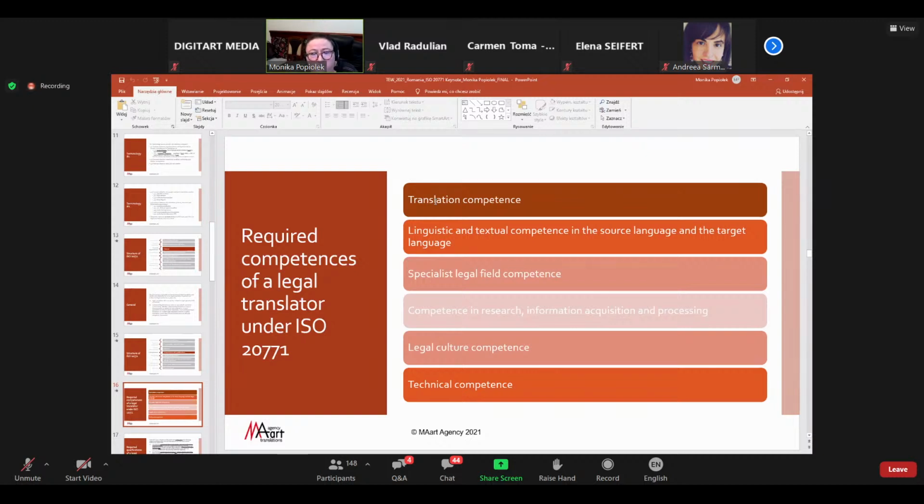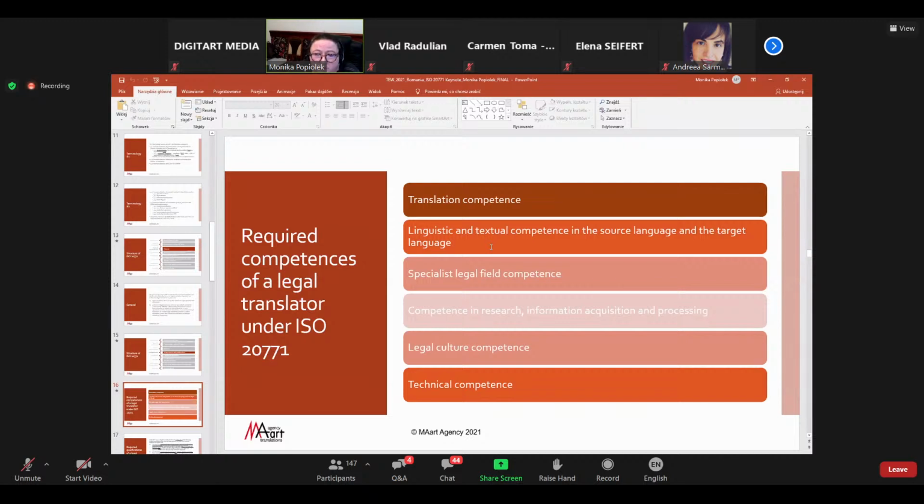So if in 17100, for instance, you'd have translation competence described as the ability to translate from your B language to A language or C language to A language or whatever, here the focus would be on being able to produce or translate legal documents. And the linguistic and textual competence in the source language and the target language would focus on the same. It would be about the relevant language pairs, and it will be about legal translation.